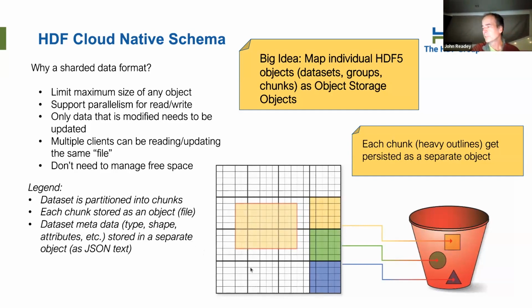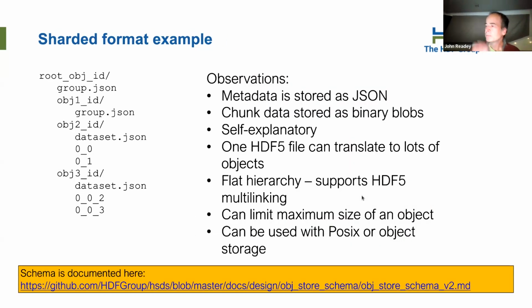Here is a representation of a dataset. The dark lines are the chunks, and each of these chunks gets stored as a separate S3 binary object. If you looked at it in S3, you would see something like this, where you have a root object, group JSONs, dataset JSONs, and then the chunks are stored in a format like 0_0, meaning the top left chunk of a 2D dataset. 0_0_2 would be the second chunk of a 3D dataset.